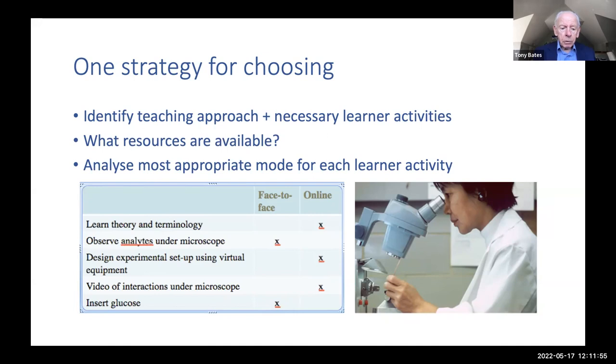If you wanted to show video of interactions that happen under a microscope, which might be quite difficult to do in class, and if you can get a good recording of that, then the students can study those interactions online, and probably a lot easier than they could in the lab. If they have to insert glucose into the blood sample, that's obviously a hands-on activity, that would have to be done in person. So you could do a lot of preparation online, and then the students can come in and do the face-to-face activities in class.